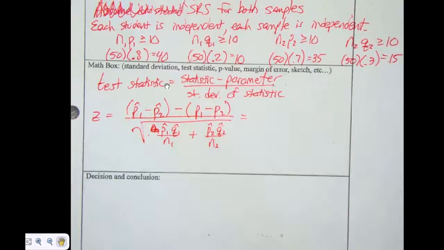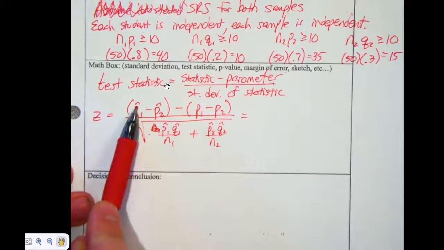What is Q? Q hat would be just the failures for that P hat that goes with it. So if P hat is 0.8, then Q hat is 0.2. Does that make sense? Yeah. Okay.